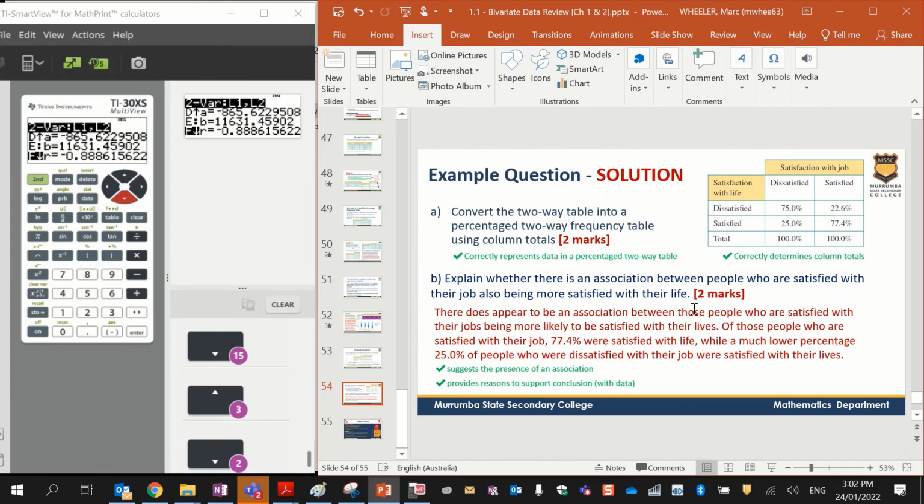Next, explain whether there is an association between people who are satisfied with their job being more satisfied with life. So satisfaction with life, satisfied, and satisfaction with job. So it looks like if people are more satisfied with their life, they're also satisfied with their job. So there does appear to be an association with those people who are satisfied with their jobs being more likely to be satisfied with their lives. Of those people who are satisfied with their jobs, 77.4% were satisfied with life, while a much lower percentage, 25% of people who were dissatisfied with their job were satisfied with their lives. So it shows where those marks are given.